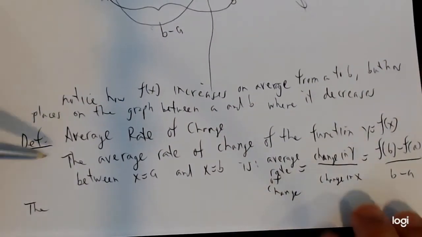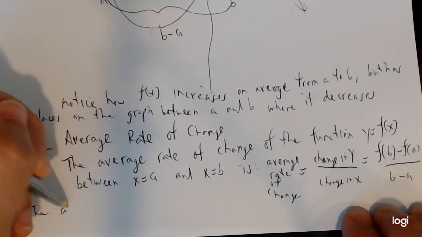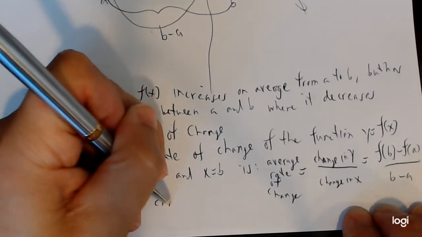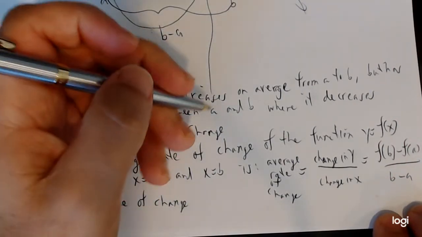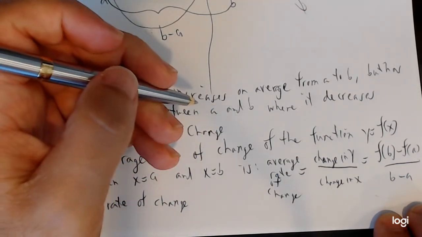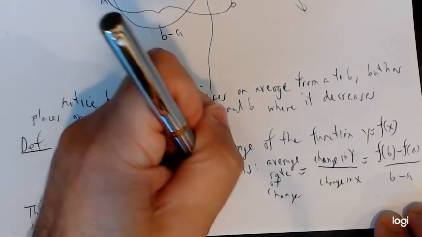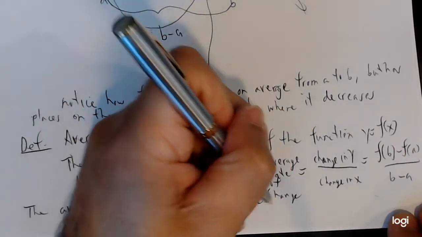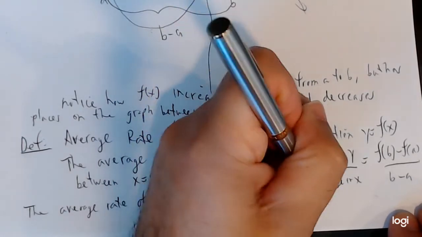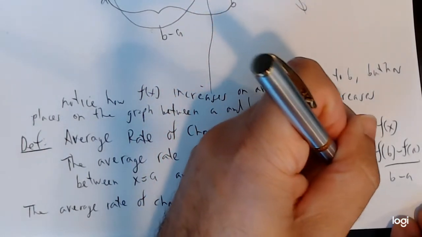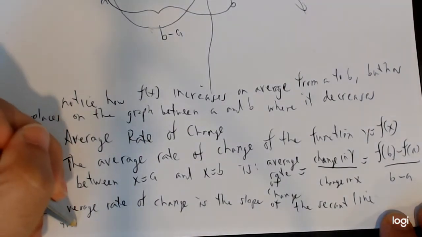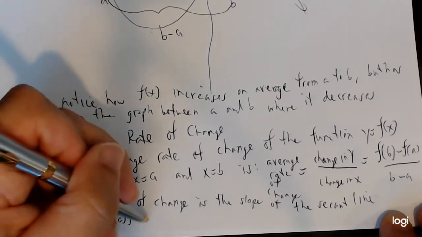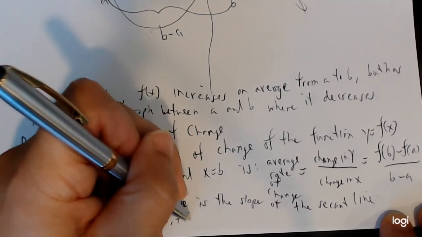So this is like the visual way of describing it. The average rate of change is the slope of the secant line from (a, f(a)) to (b, f(b)).